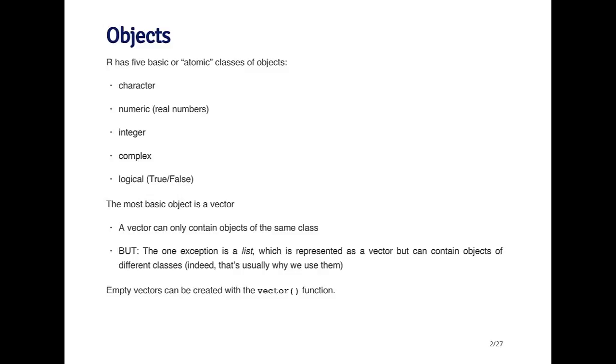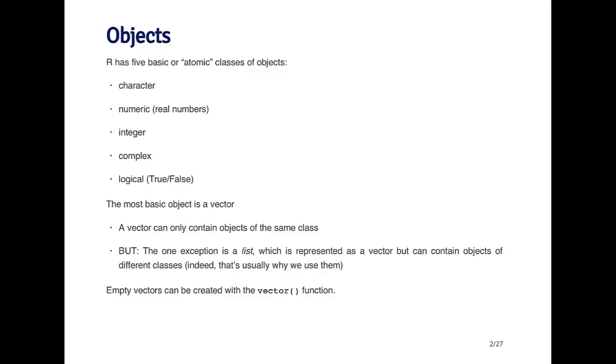All the things that you manipulate in R, all things that we encounter in R, are what might be called objects. Objects can contain all different kinds of data, but everything in R is an object. R has 5 basic atomic classes of objects. These are the very low level or basic classes of objects. They are character, numeric, so these are real numbers or decimal numbers, integers, complex numbers, and logical. Logicals are just true-false type things.